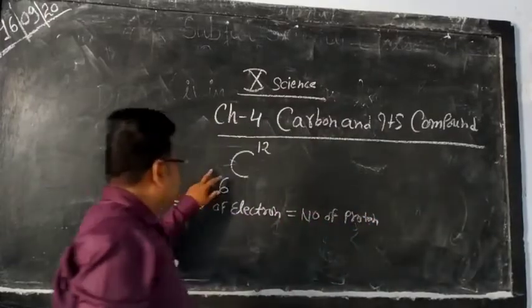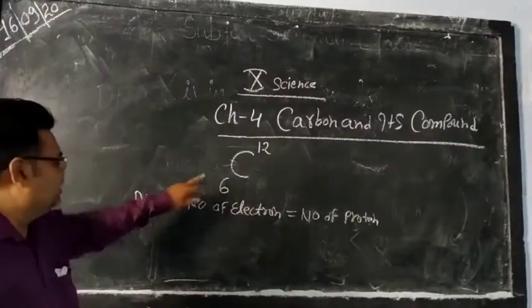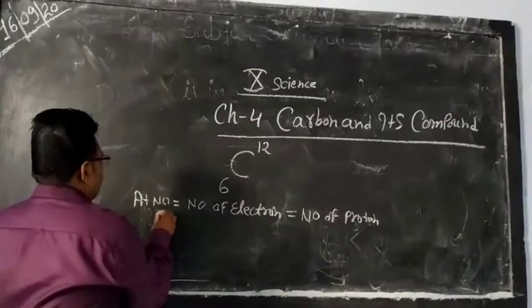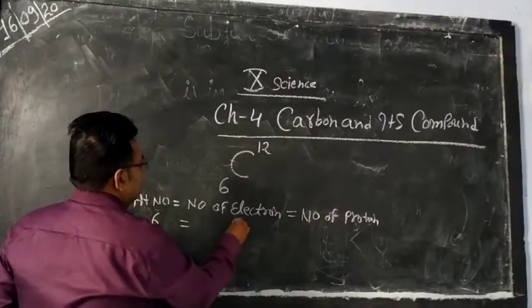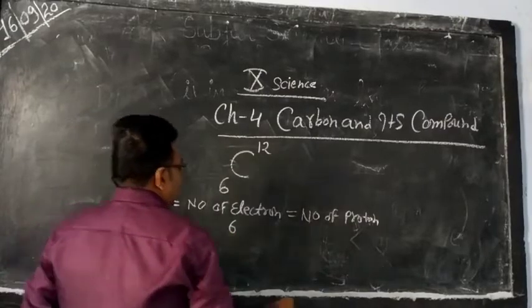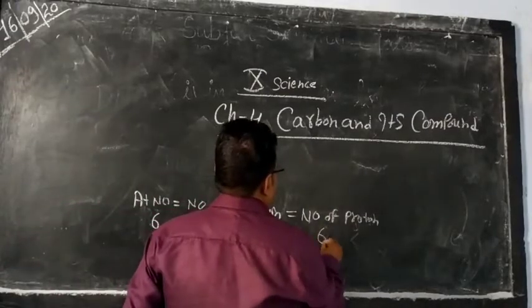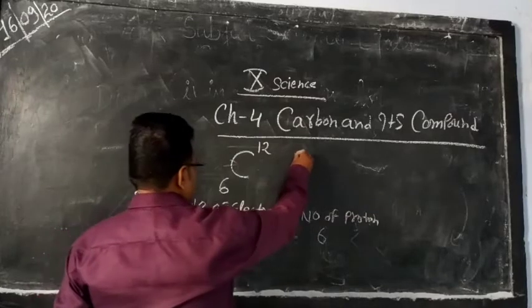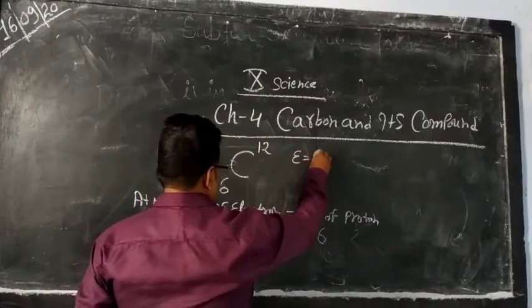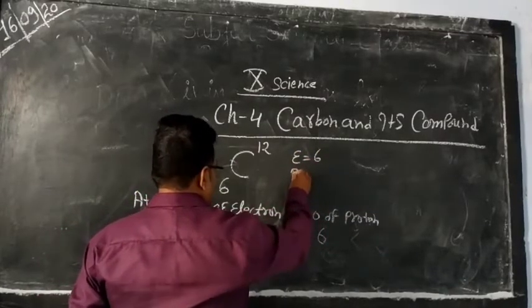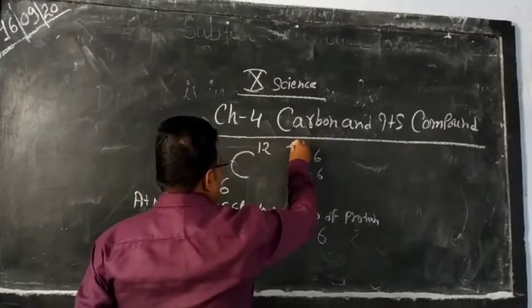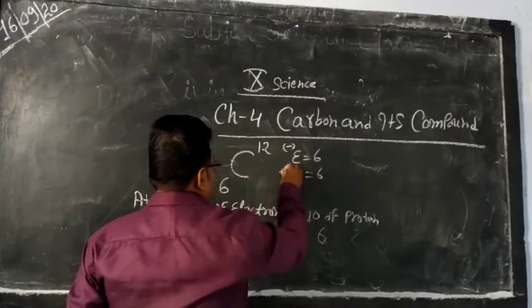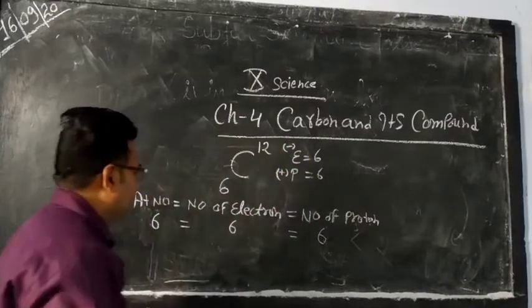So the atomic number of carbon is 6. Then we have 6 electrons and 6 protons. So in carbon, the number of electrons is 6 and the number of protons is also 6. An electron is a negatively charged particle and a proton is a positively charged particle.